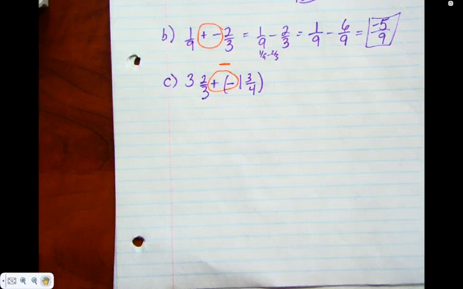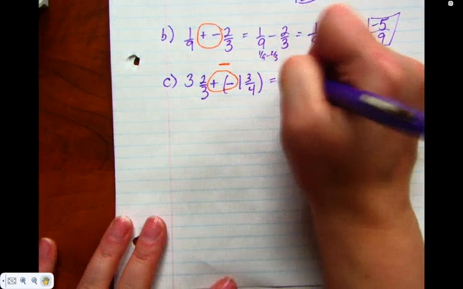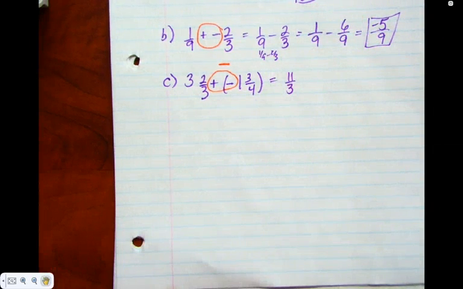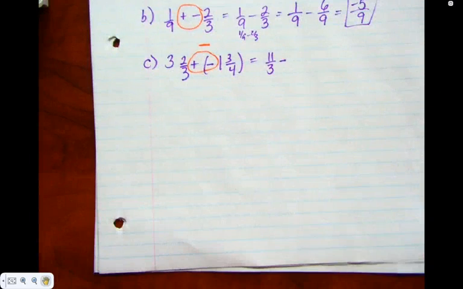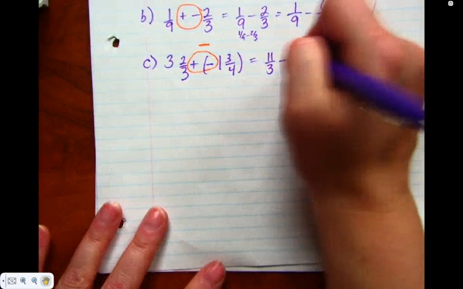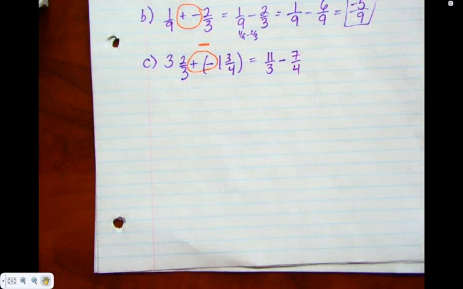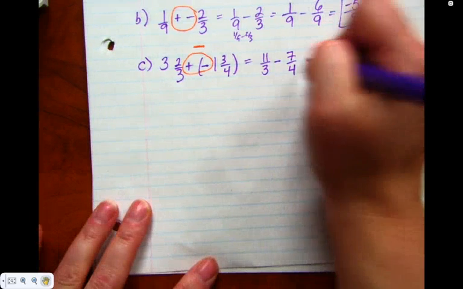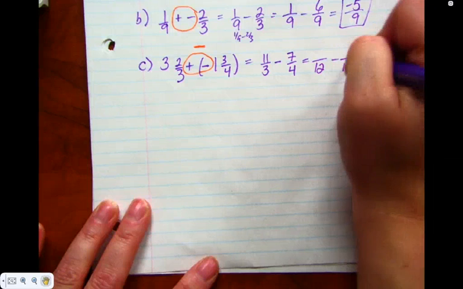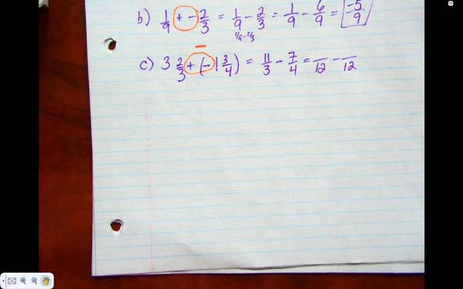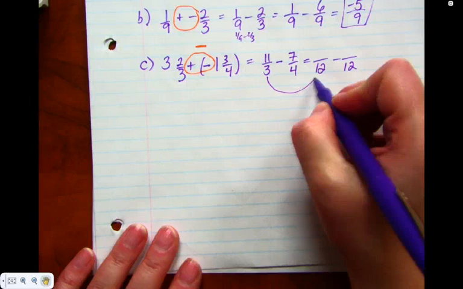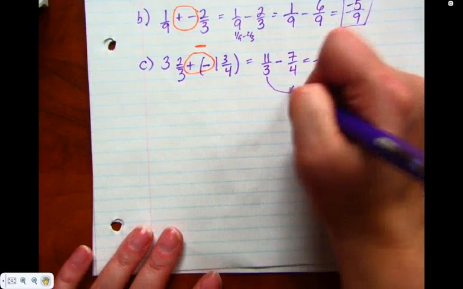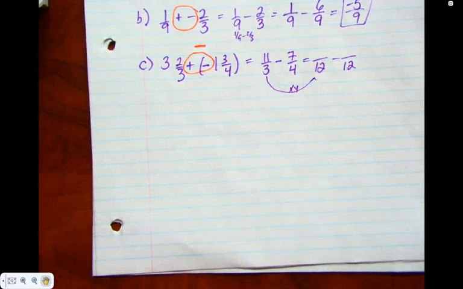Step number 1, change to improper. So 3 times 3 plus 2. 4 times 1 plus 3. Step number 2, common denominator. What's common between 3 and 4? How did I go from 3 to 12? Times by 4, so I have to times the top by 4, 11 times 4.